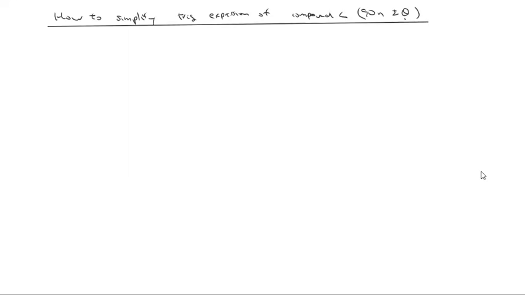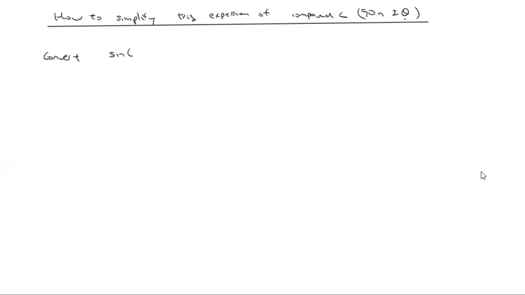So first, let's take a look at how to simplify trig expressions of a compound angle, which is a multiple of 90 plus or minus theta. So here, our aim is basically simple. We're going to convert something fairly complicated.